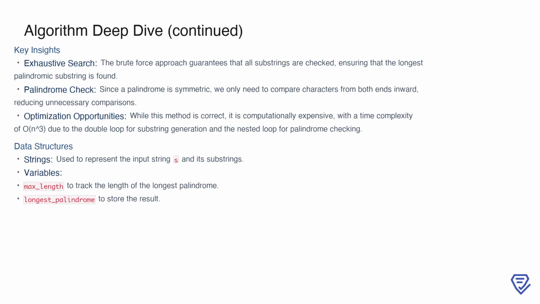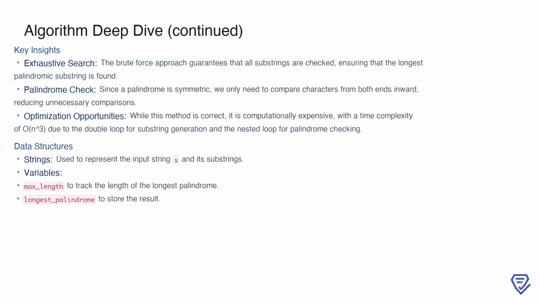This brute force algorithm relies on an exhaustive search to guarantee that we find the longest palindromic substring. By systematically generating and checking every possible substring, we ensure that no potential palindrome is overlooked. The process of checking whether a substring is a palindrome is efficient in itself, as we only need to compare characters from both ends inward due to the symmetry property of palindromes. However, the overall approach is computationally expensive.